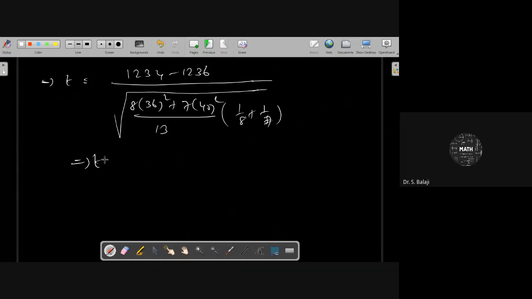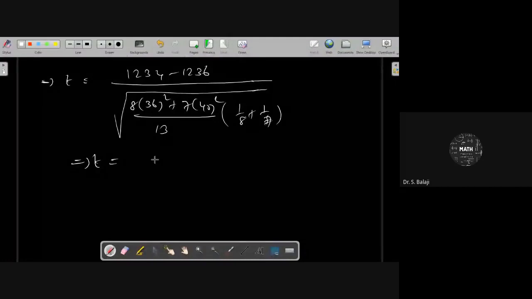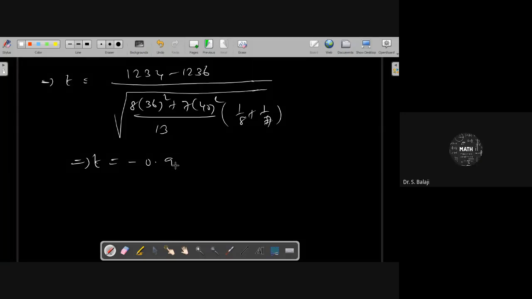Can anyone give the answer for the t value? Minus 0.0948. Okay, I think all of you are getting the same answer. T is equal to minus 0.0948. That is the relation you can get.